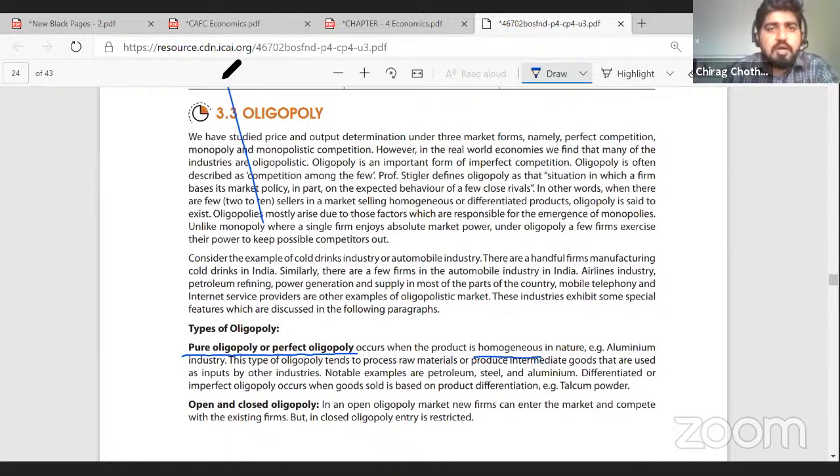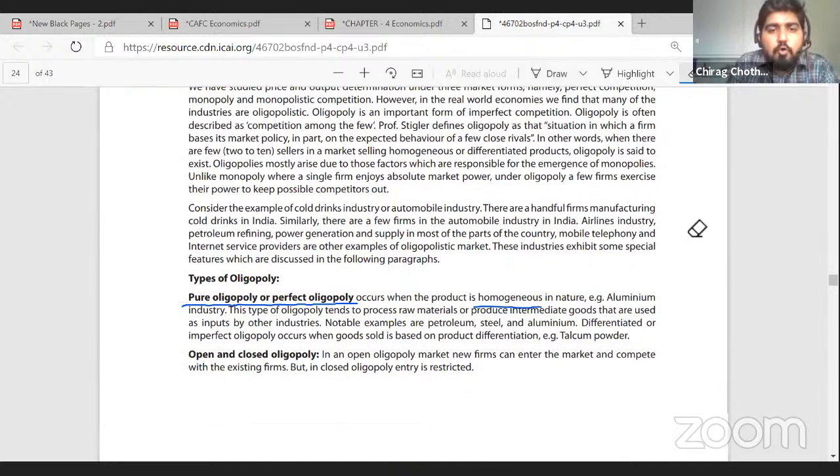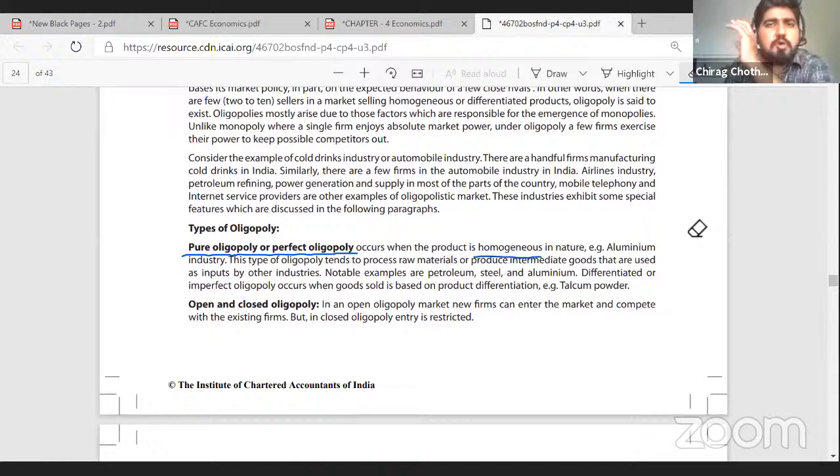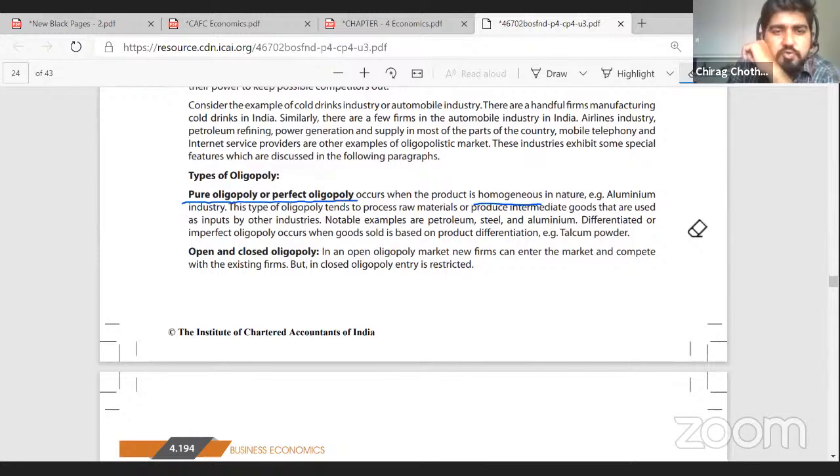Okay, next one, students, it is nothing but open and close oligopoly. What do you mean by open and close oligopoly? Where there is free entry and exit in the market, it is called as open oligopoly. Where there is no entry, right? The entry is closed. It will be called as closed oligopoly.